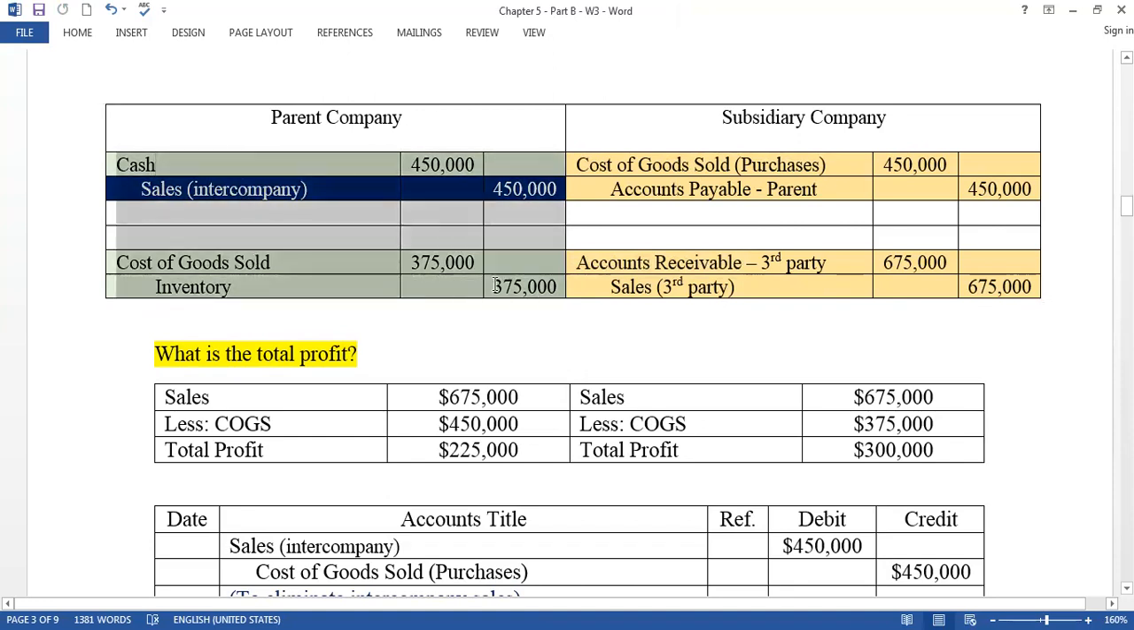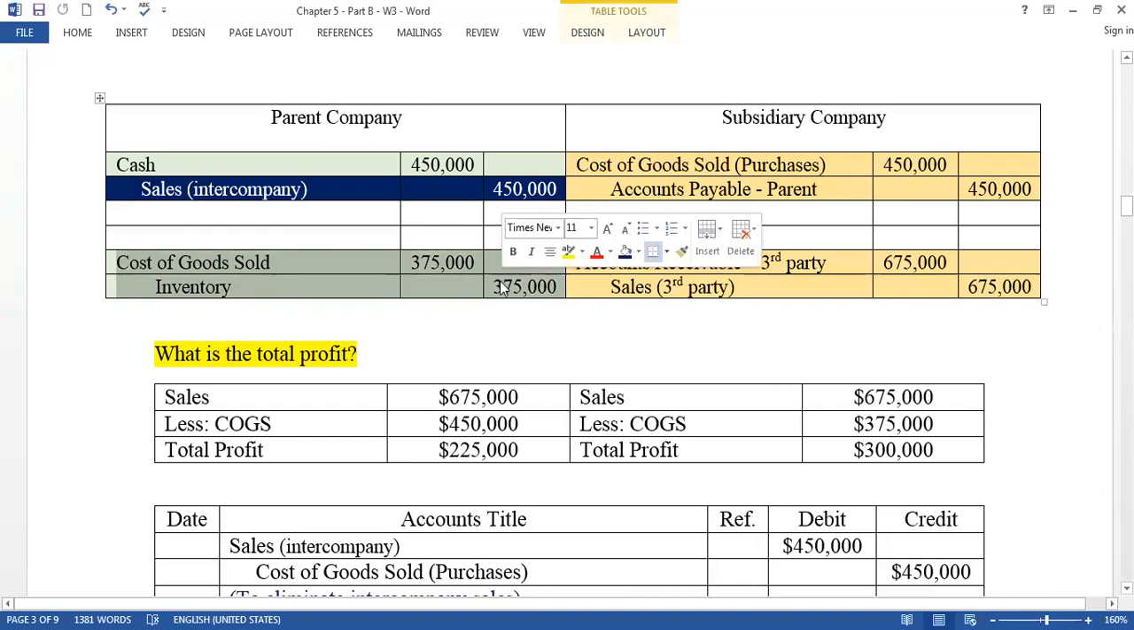So what does it mean on the left side? Left side means that the parent's company buys this first, right? The parent's company buys this inventory from a third party and sells this inventory to the subsidiary. Clear? So this cost is related with outside the company. They buy it from outside and they sell it to the subsidiary.